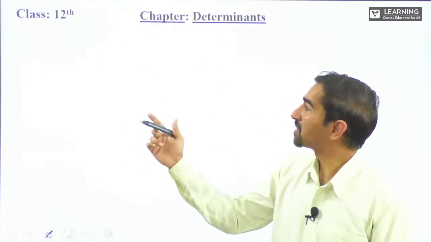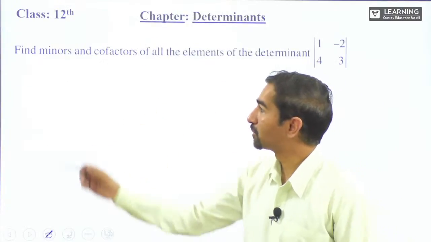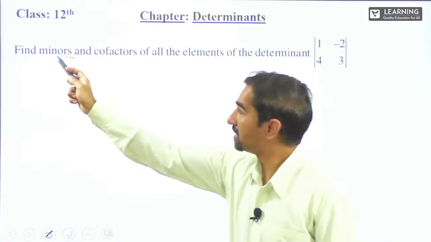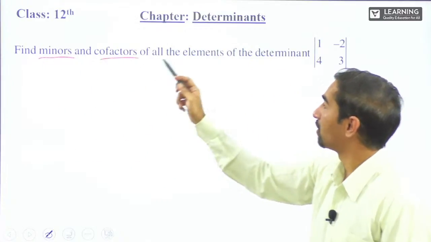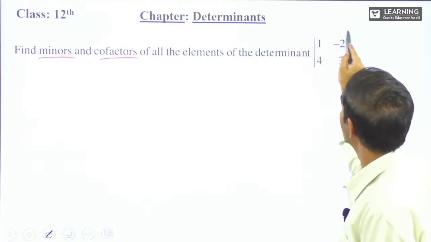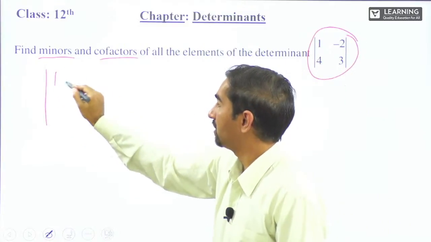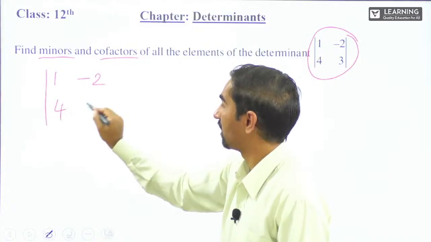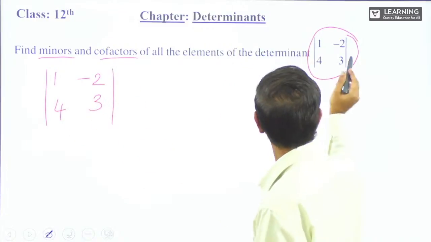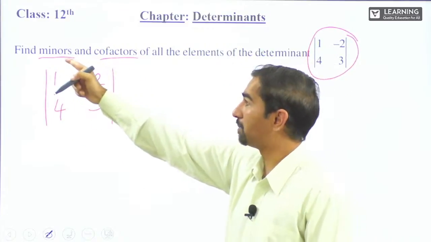So I think we'll solve a small example here. The example is, find the minors and cofactors of all the elements of the determinant. So this is the given determinant, so we make a note of that here: 1, minus 2, 4 and 3. Correct? 1, minus 2, 4 and 3. So we'll find out the minors first.